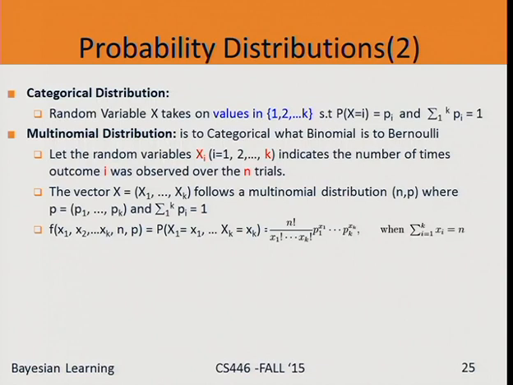Generalizing the Bernoulli, if you want. And the multinomial is, again, a close relative. In fact, the multinomial to the categorical is what binomial is to Bernoulli. So it's a sum of categorical variables.